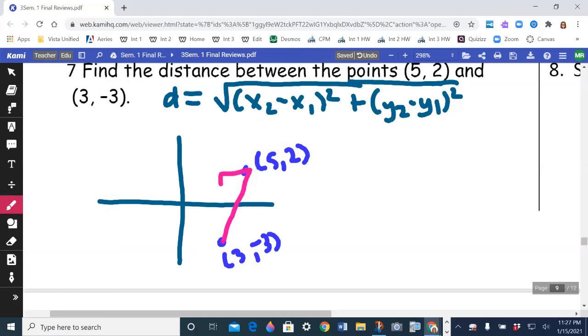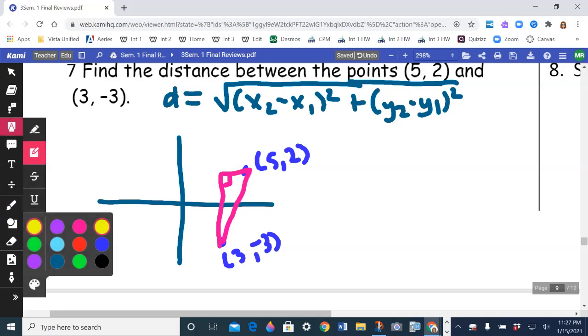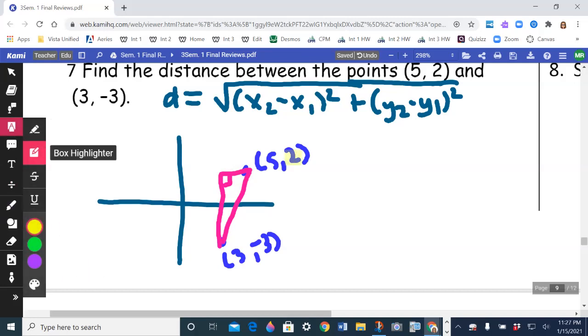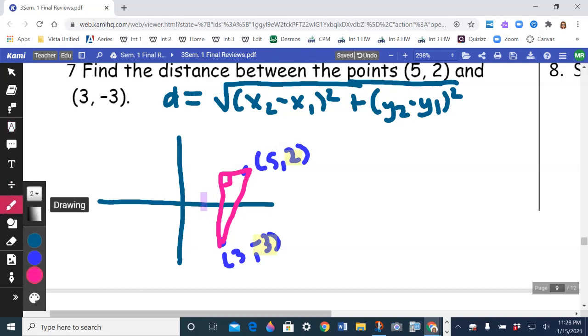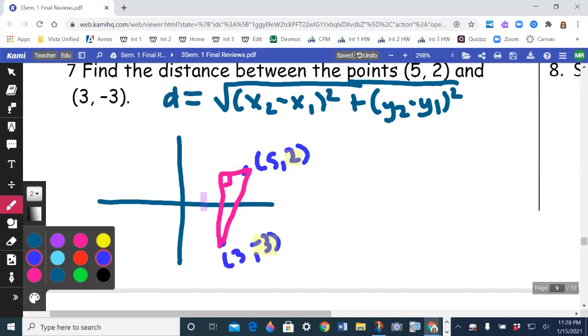I can make a right triangle. And what's happening is when I am looking at the vertical, I'm looking at the height of 2 and the height down here of negative 3. So 2 above and 3 below, that is going to give me, whoops, let me get something to write with. That is going to give me 5 here.